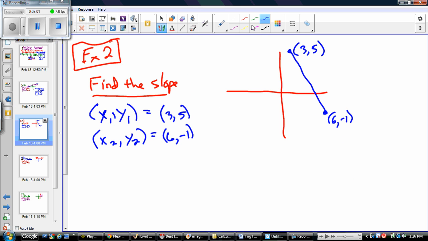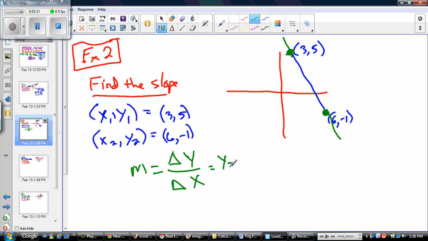Example 2. So once again, we want to find the slope. And again, this line, I didn't draw it like this, but this line can go on and on forever. So there's 1 point, and this line can go on and on forever down here. That's my second point. So I call my first point 3, 5, my second point 6, negative 1. So I want to find the slope using our slope formula. Which again, what is slope equal to? Change in y over change in x.